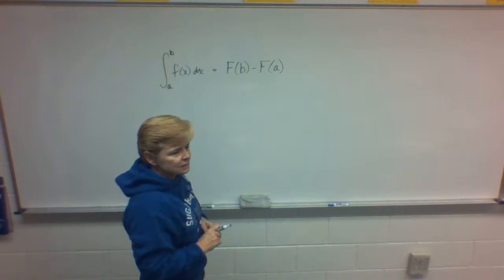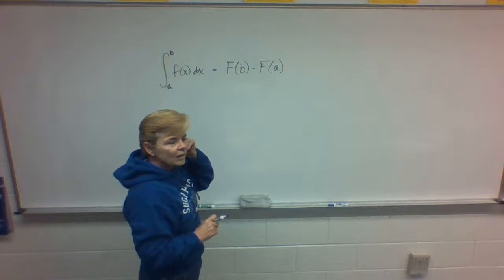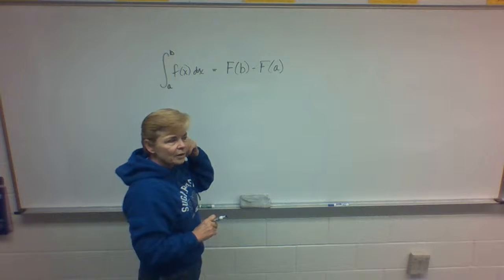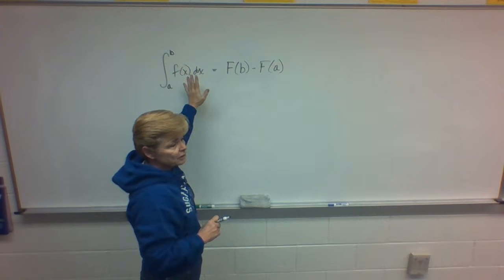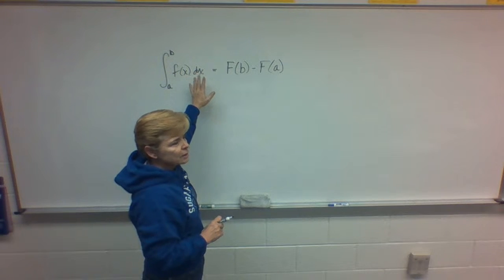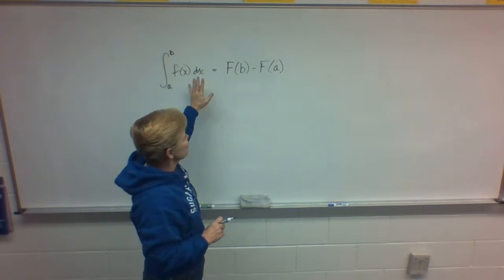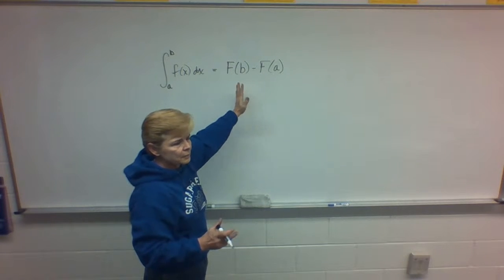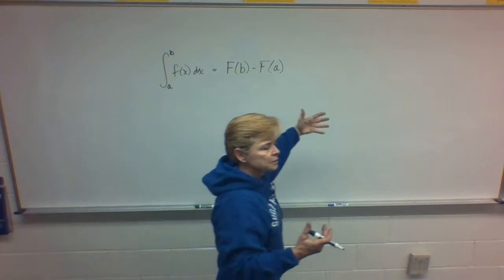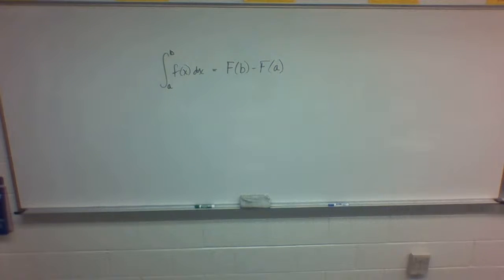We also have to do the 1 over B minus A. That was if you were doing an average value. This is just the area under the curve. This is the second part of the fundamental theorem. This is the part that engineers use to actually find numbers to calculate with. The other was theory. Okay? So that's what we're talking about now.